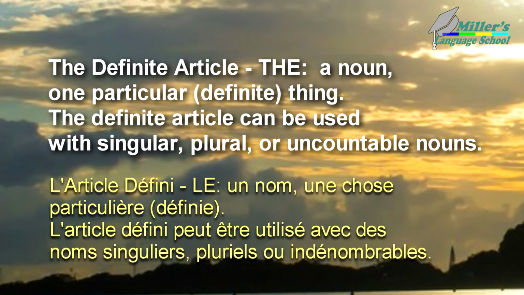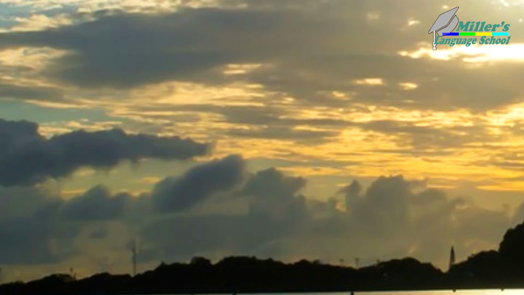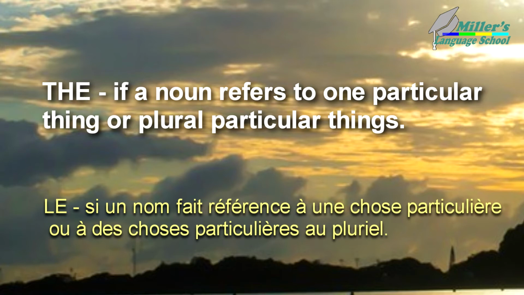The definite article, the. A noun, one particular, definite thing. The definite article can be used with singular, plural, or uncountable nouns. The, if a noun refers to one particular thing or plural particular things.